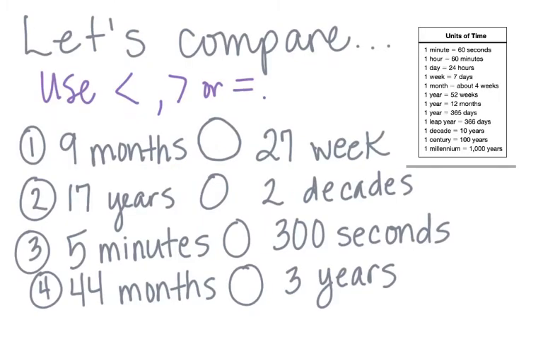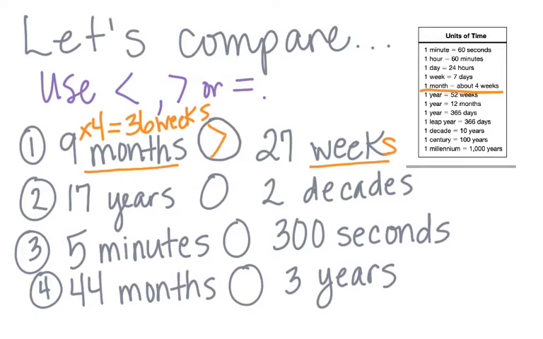Now we're going to use what we have learned to see if we can compare some different units. And I put the chart here for units of time to help you make the comparisons. Take a second and do those on your own to see if you can figure it out. Okay, number 1, we're comparing months and weeks. So we need to think about, for months, it is about 4 weeks. So if I have 9 months, I'm going to multiply that times 4. 9 times 4 is 36. So that means 9 months is about 36 weeks. That means 9 months is greater than 27 weeks.